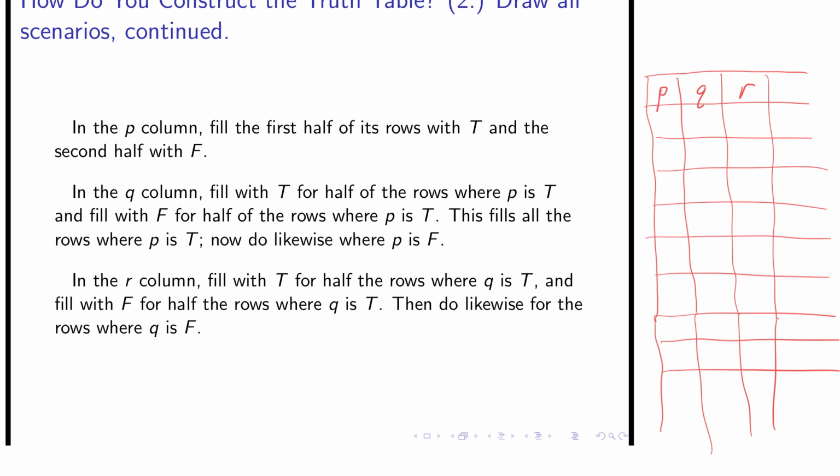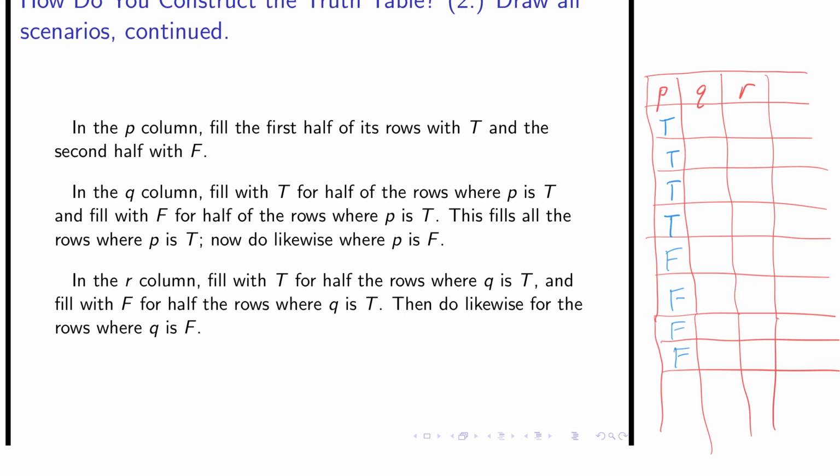Now, the recipe, the algorithm to fill in the values underneath the variables, is to take the first, here that's the P column, and fill half of its rows. So that's going to mean 4 values. Fill 4 values, half of the rows, with the value true, and fill the remaining half with false. So 4 trues, 4 falses in that order.